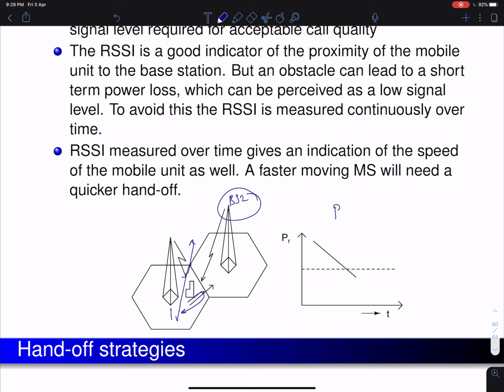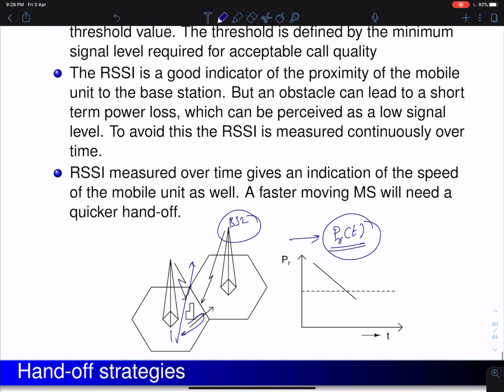RSSI is measuring received power as a function of time. If you know this, then you can get a lot of information about the device. If your received power is decaying much faster than this, then you know that your device is moving at a much faster rate.